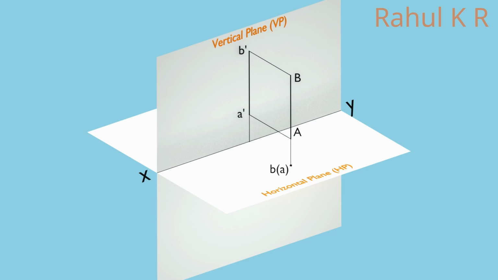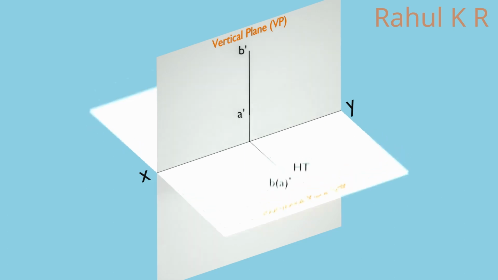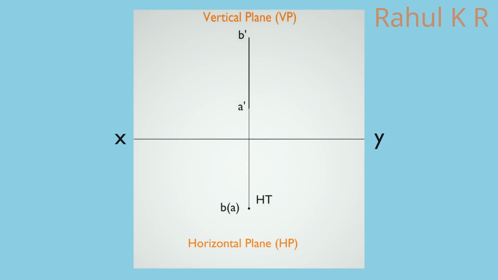The top view is a point and is obtained on HP. It is denoted by BA. Since the line is 40 mm in front of VP, top view will be 40 mm away from XY line. Since the line is parallel to VP, there is no vertical trace. If we extend the line to HP, it will touch HP on the top view itself. That point is the horizontal trace HT. After rotating the HP, the top view and HT will go below the XY line.